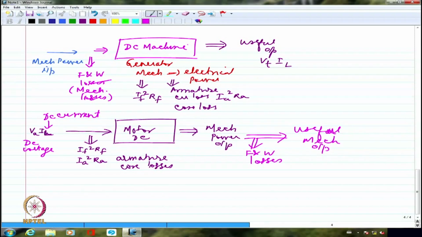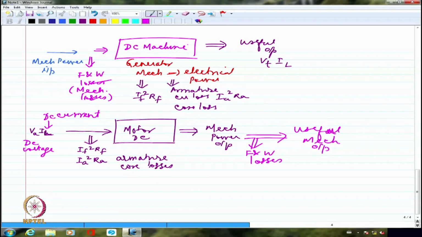Armature, you are having AC, right? Commutator and brushes we put only because what we are having inside is AC. What comes out is DC by the split ring. So what is inside is AC, so it will have hysteresis losses and eddy current losses. That's why we wrote armature core losses. So armature will have core losses, whereas field will not have core losses. Right?